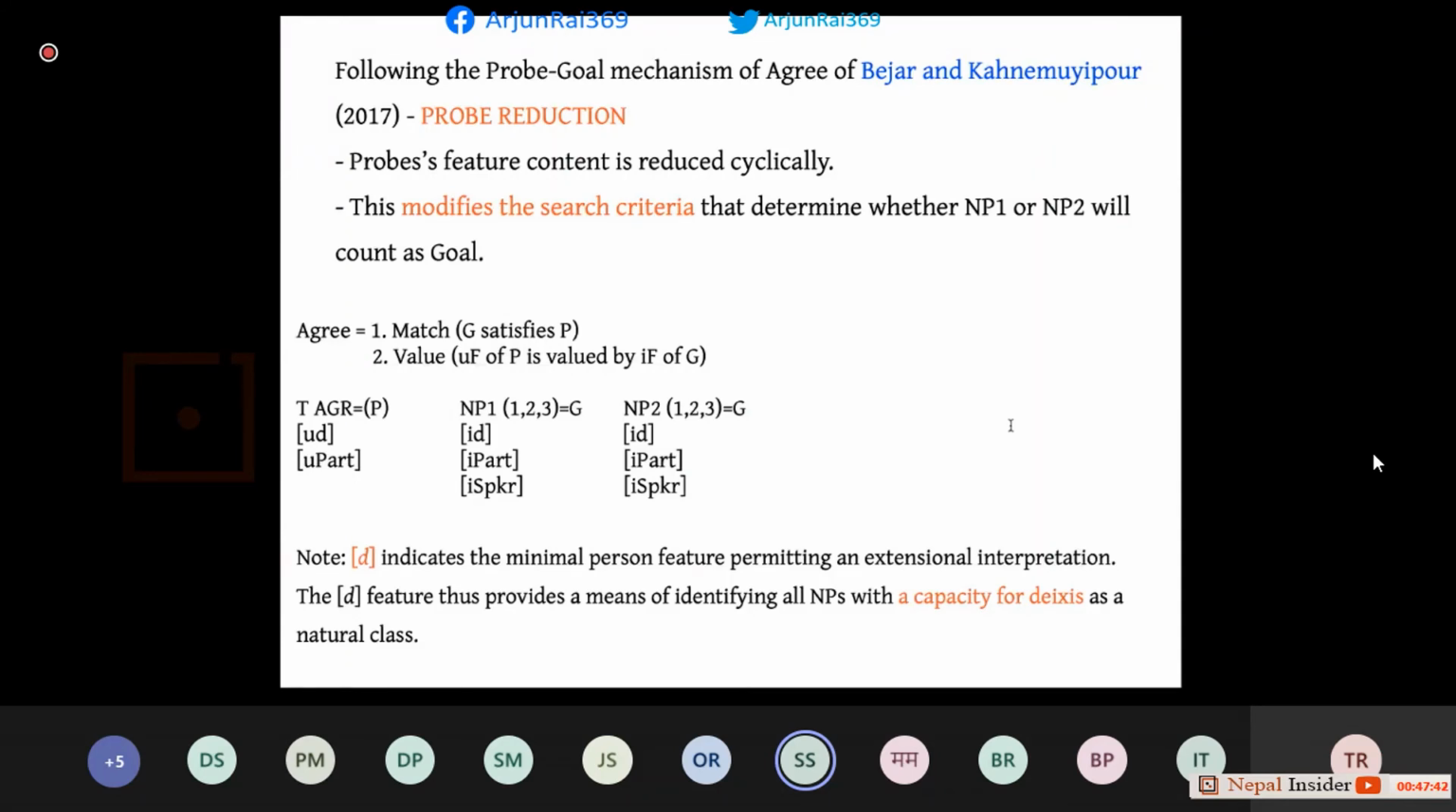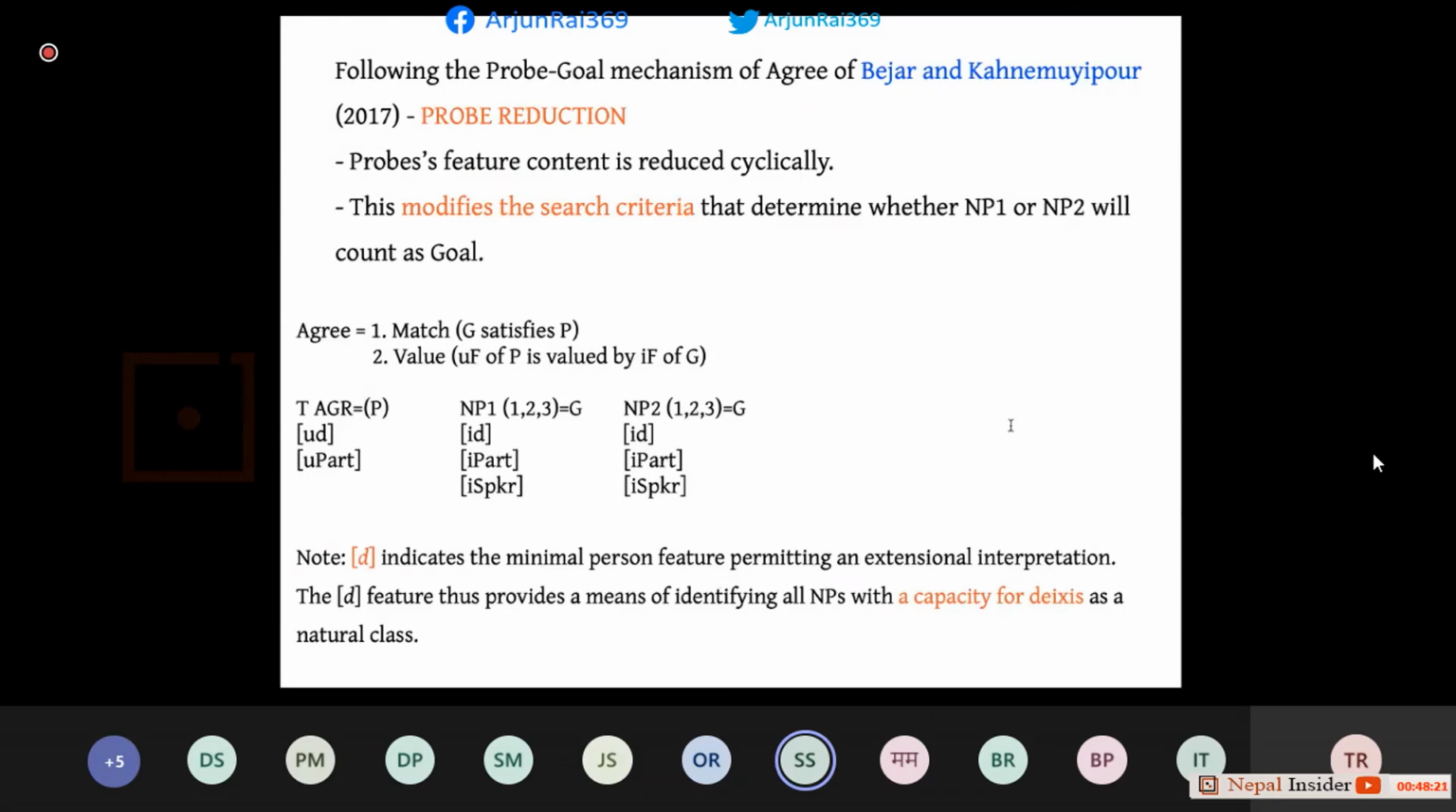So this will give a large search area from which to agree. So the probe is there and the goal can be NP1 and NP2. Since the probe feature is cyclically reduced, it can go and match with either NP1 and delete the uninterpretable feature, or it can match with NP2 and delete the uninterpretable feature. So basically, if you look into the mechanism, agree is a match of goal satisfying probe, and the value of uninterpretable F, that is the feature of the probe, is valued by the interpretable feature of the goal.